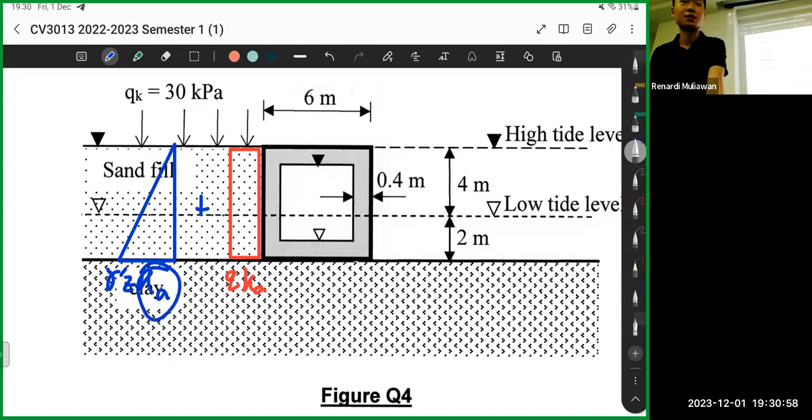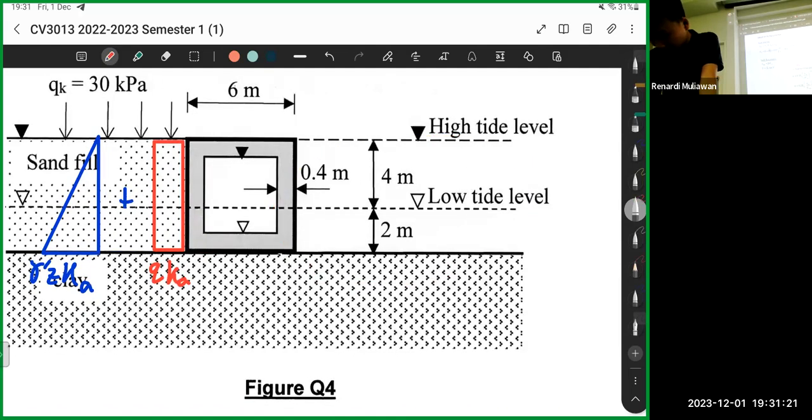You all know what Ka means, right? It's the active pressure coefficient. It's your ratio between vertical stress to horizontal stress. So you find the vertical stress, you multiply by the K value, then you get the horizontal stress. This one I think I mentioned in the second session.